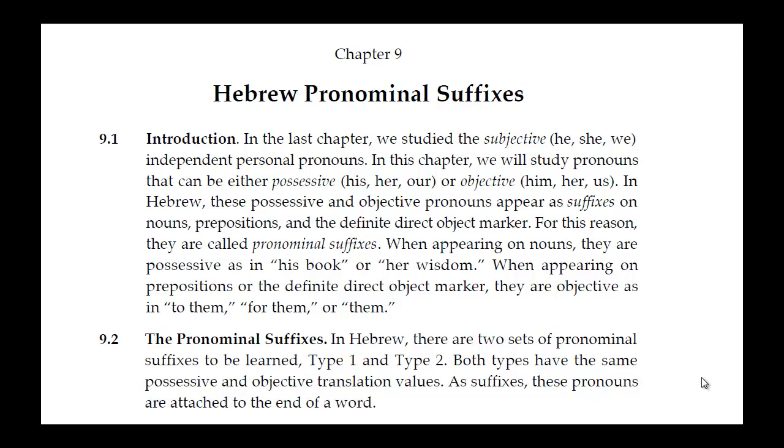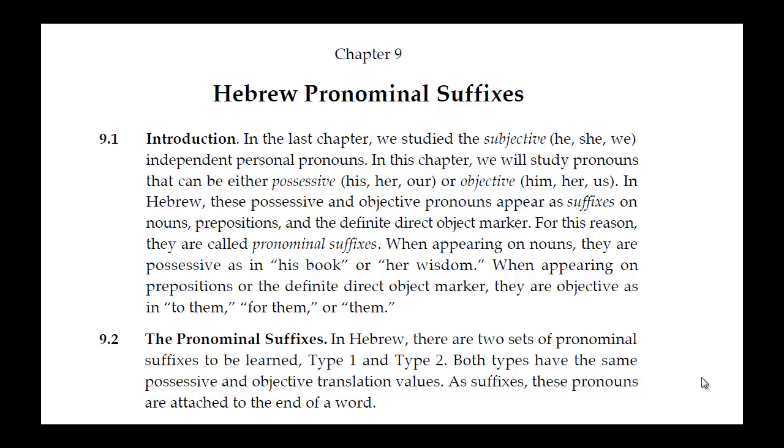In the last chapter, we studied the subject, which was the personal pronoun he, she, we, as independent personal pronouns. In this chapter, we'll study pronouns that can be either possessive or objective, basically as an object or to show possession. In Hebrew, these possessive and objective pronouns appear as suffixes on nouns and prepositions and the definite direct object marker. And for this reason, they're called pronominal suffixes.